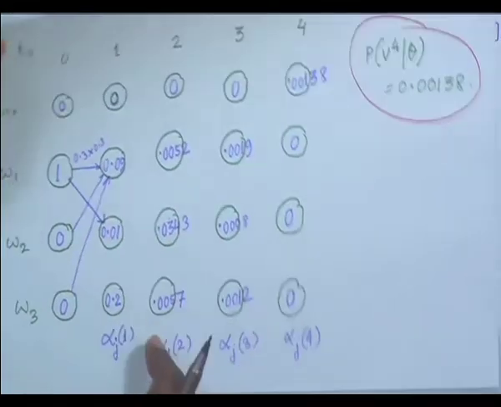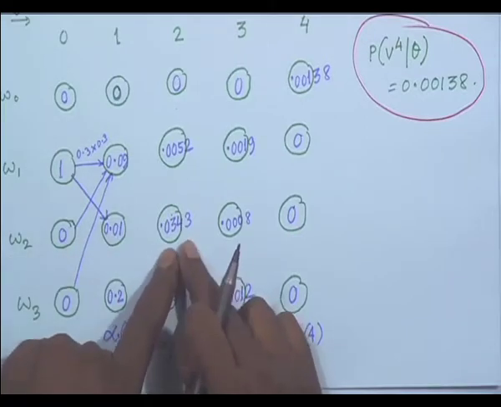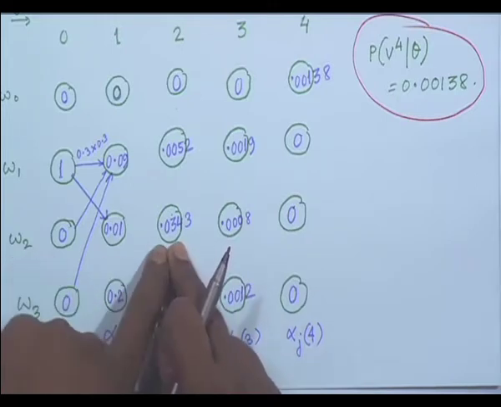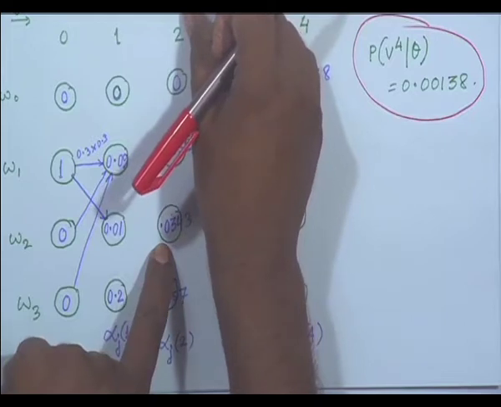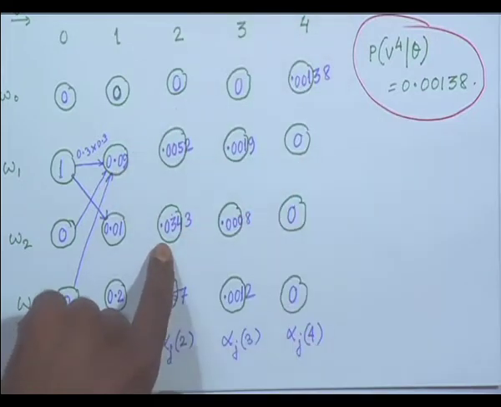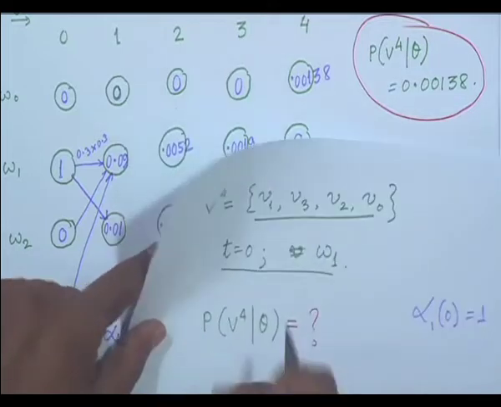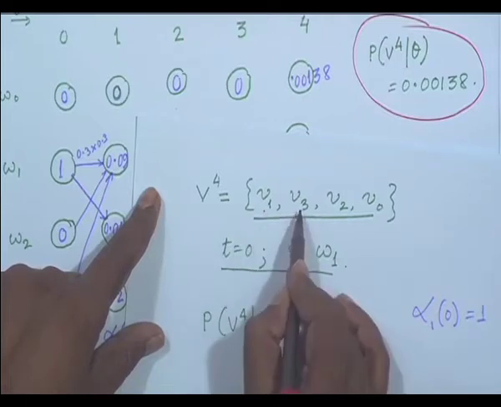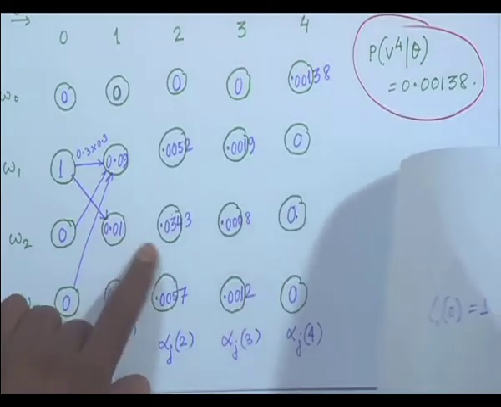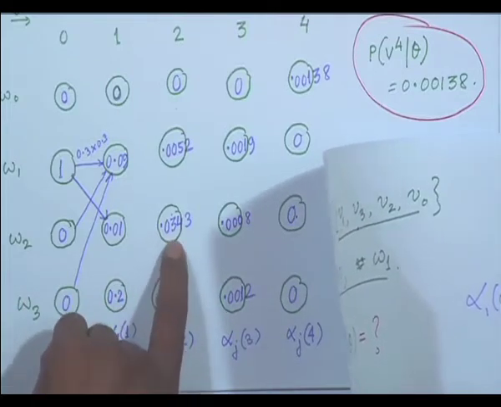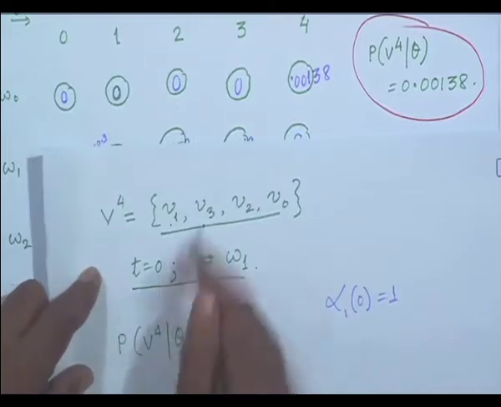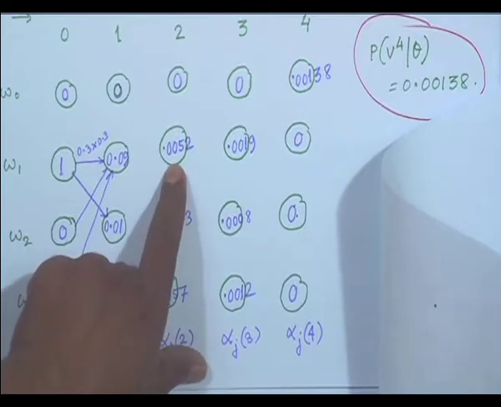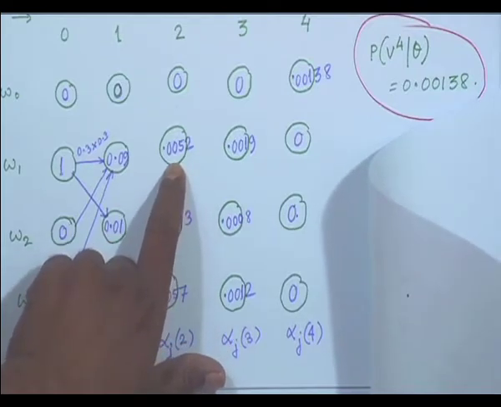And here at every step, the figure within the circle indicates the probability that the model will be in omega 2. So, here in omega 2 at time step 2, after generating V 1 and V 3 as per this sequence, the probability that the machine will be in state omega 2 is given by this. Similarly, after generating these two symbols V 1 and V 3, the probability that the machine will be in state omega 1 is given by this, which is 0.0052.